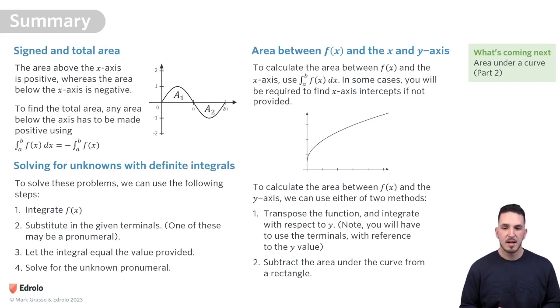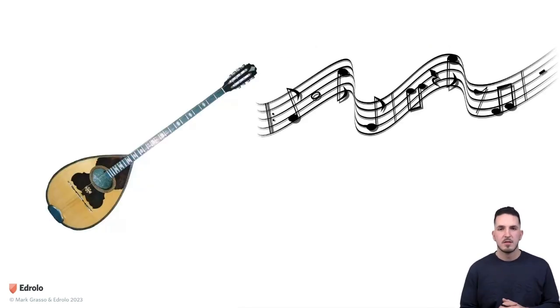In the next lesson, we look at other applications of area under a curve. Again, you'll see that we have a bouzouki on our slide, and last time I spoke about how we could find the area of the flat surface. In this case, we can still do the same. We can find that area. However, we could find two functions that relate to each side of the bouzouki.